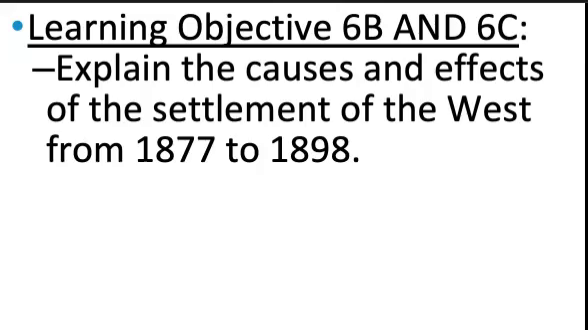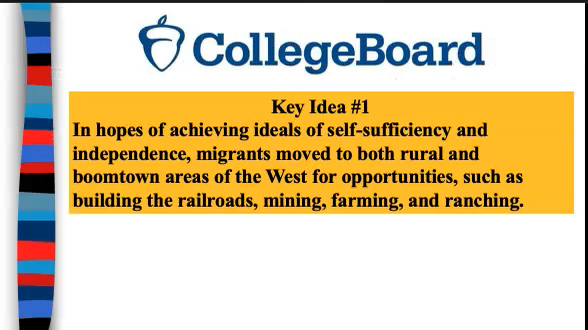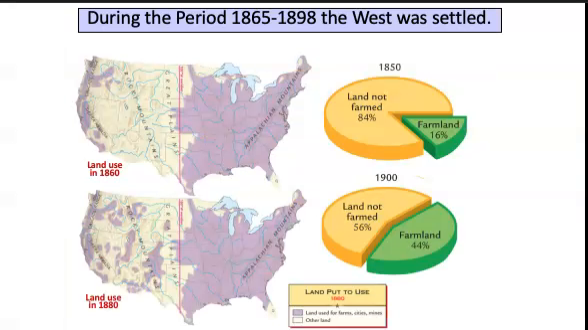We've got several key ideas today that we're going to be looking at, so it's important to focus on those. Our first key idea says, in hopes of achieving ideals of self-sufficiency and independence, migrants moved to both rural and boomtown areas of the West for opportunities, such as building the railroad, mining, farming, and ranching. Now, this entire time period is an era between 1865 and 1898, where the West is going to be settled.